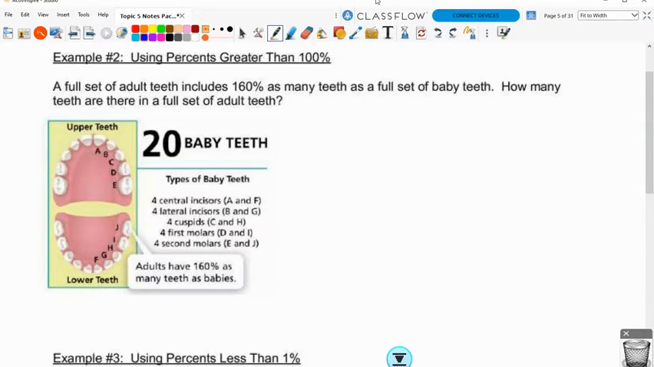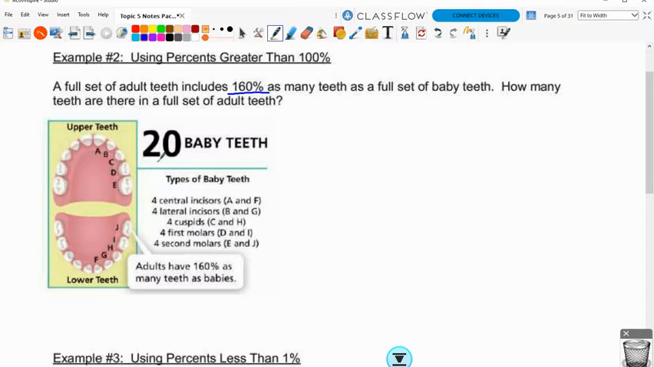In our next example, we're going to be using a percentage that is greater than 100%. They tell us that a full set of adult teeth includes 160% as many teeth as a full set of baby teeth. How many teeth are there in a full set of adult teeth? Okay, when your percentage is over 100%, that means the amount is going to be more. Adults have more teeth than babies do. So to figure out how many teeth there are in a full set of adult teeth, we know our answer has to be bigger than the 20 baby teeth that we start with.